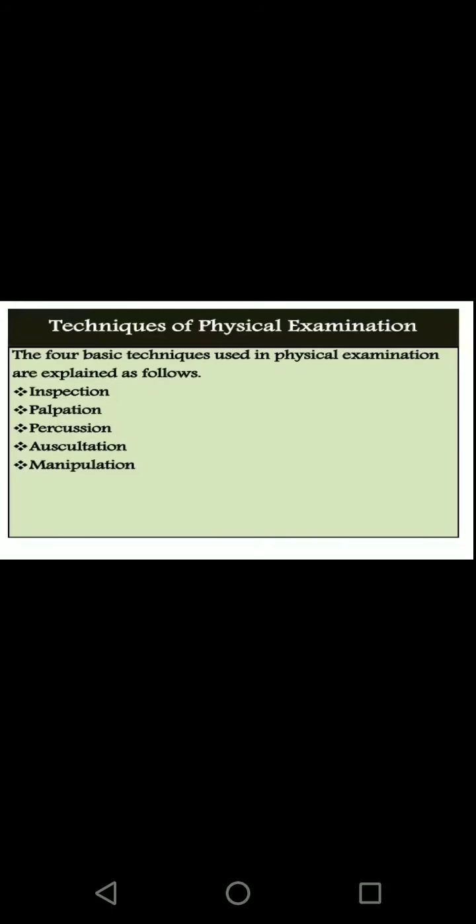There are some techniques of physical examination. The 4 basic techniques for physical examination are inspection, palpation, percussion, and auscultation. The last one is manipulation. We manipulate the body parts and get some reflexes from the patient to know the physical condition of the patient.